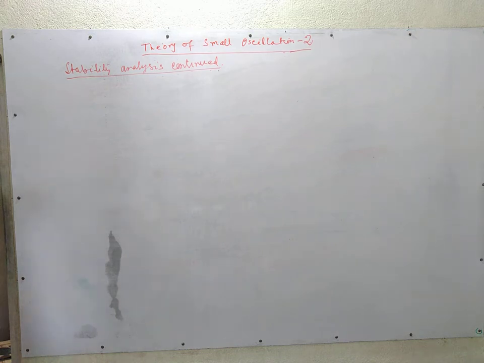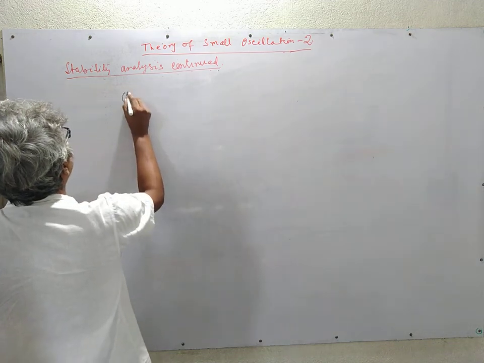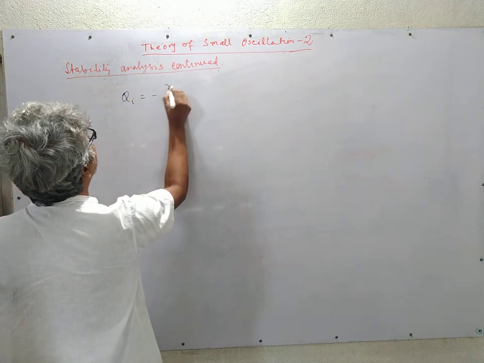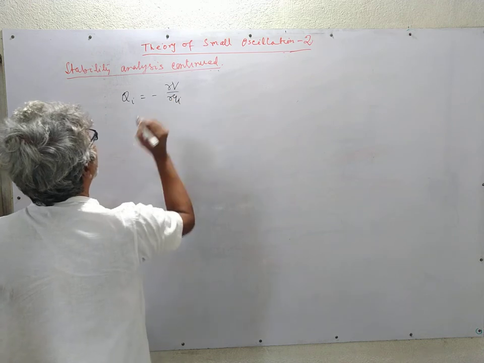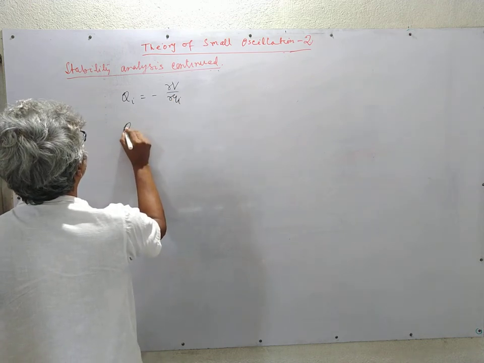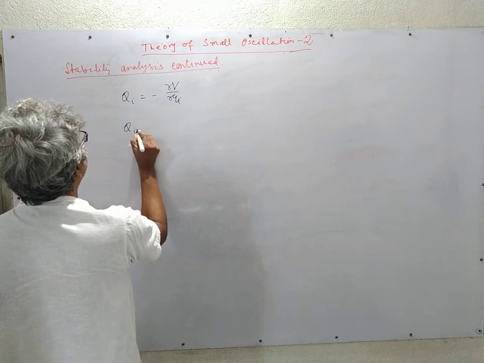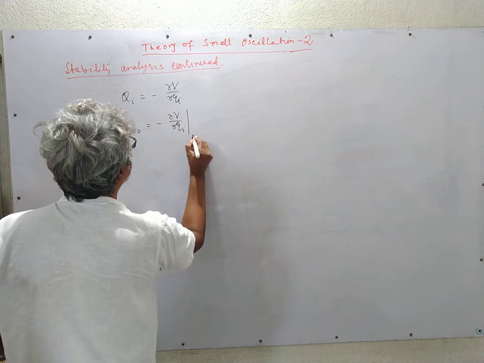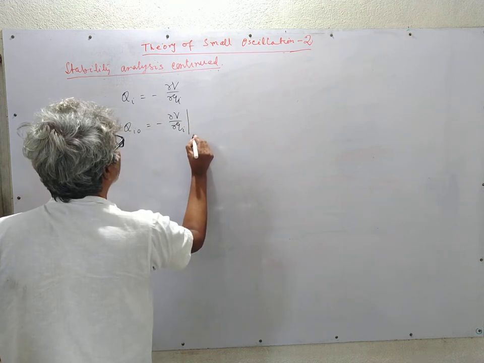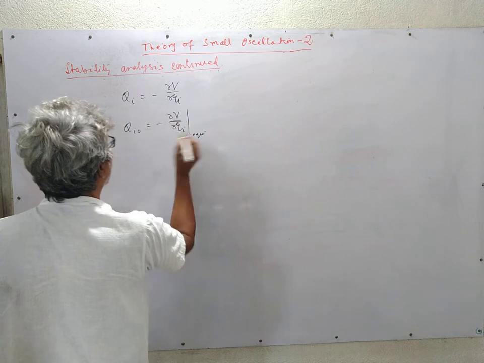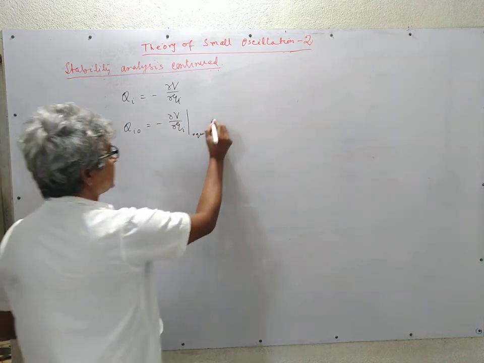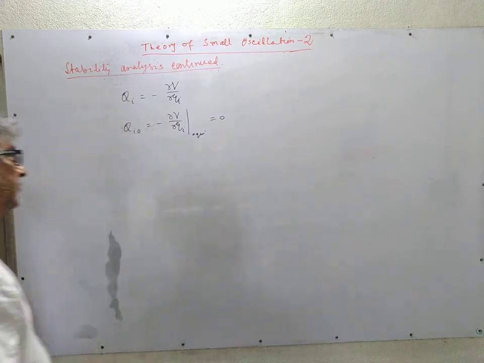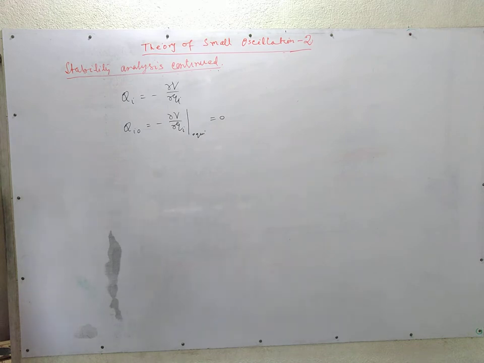The generalized force Qi acting on the body is given by minus del V, del Qi. And in the equilibrium condition, this force, given by del V, del Qi at the equilibrium point, is 0. So the first derivative of the potential is 0 at an equilibrium point. The nature of the equilibrium point is determined by the second derivative.